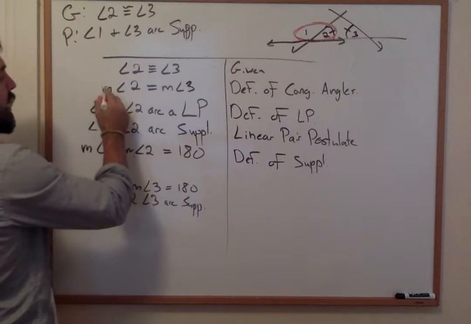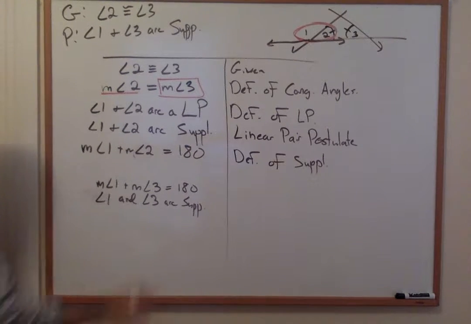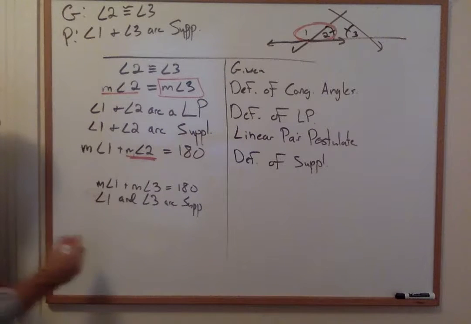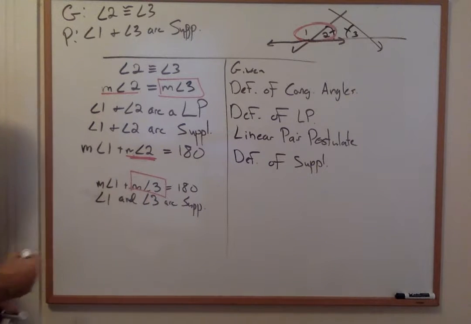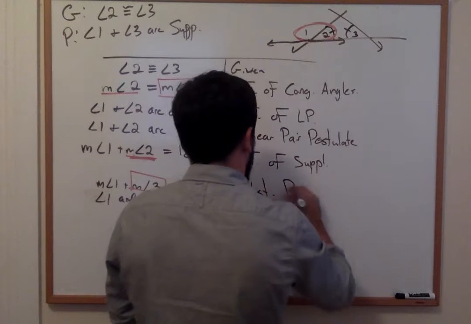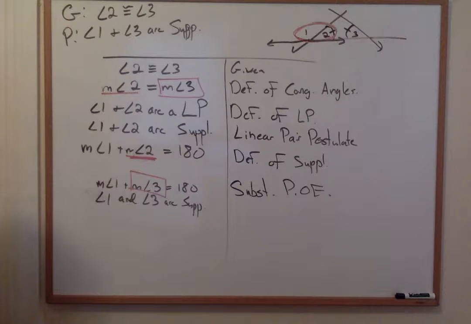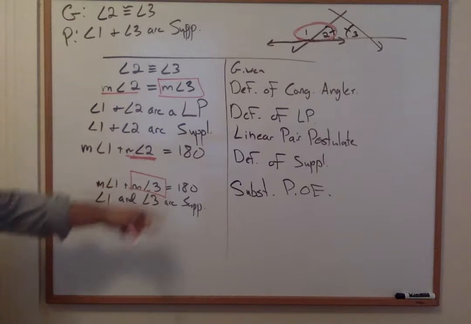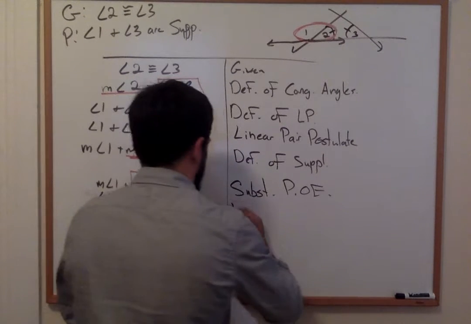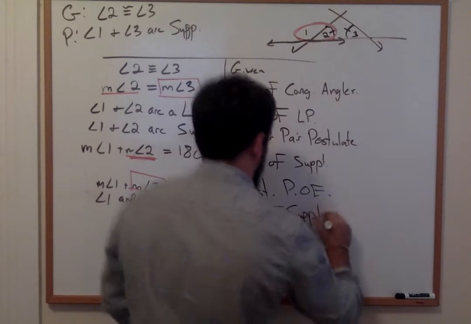Because I showed previously that the measure of 2 and the measure of 3 are equal, I can then replace the measure of 2 with the measure of 3. So I'm using the substitution property of equality to replace those. And lastly, how do I know that 1 and 3 are supplementary? Well, because they add up to 180, and that is the definition of supplementary.